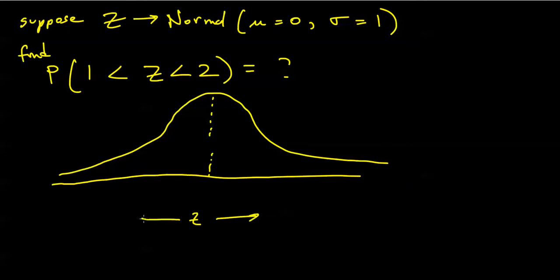Alright. The horizontal axis represents all my possible z values. The mean is always at 0, so the bell peaks at 0. And I want the probability that a randomly selected z value is between 1 and 2. So what I need to do is find the total area under this z curve between 1 and 2.